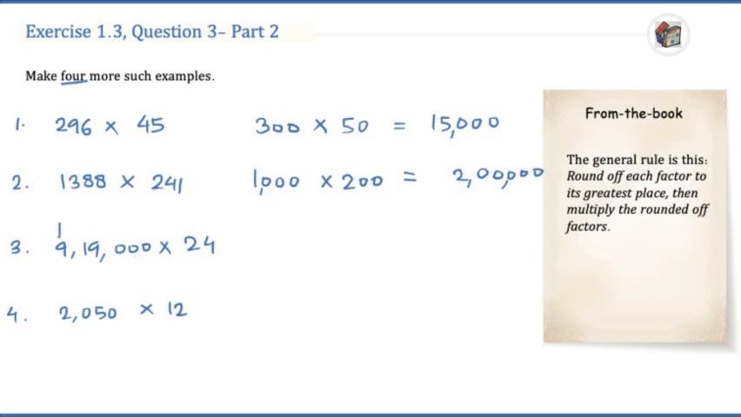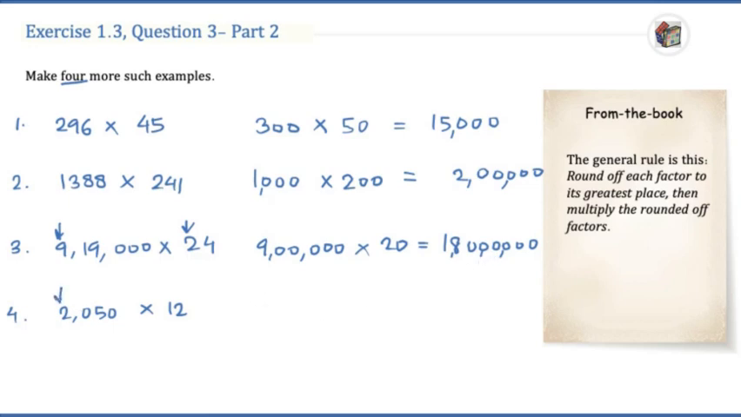9,19,000, greatest place is lakhs, this is closer to 9 lakh as compared to 10 lakh. So we take 9 lakh only. 24, greatest place is the tens place, it is closer to 20 as compared to 30. So when you multiply these, you have 9 and 2, 18, and then 6 zeros that are coming from the question. And then once we put commas, we can name this properly. It is 1 crore and 80 lakh.